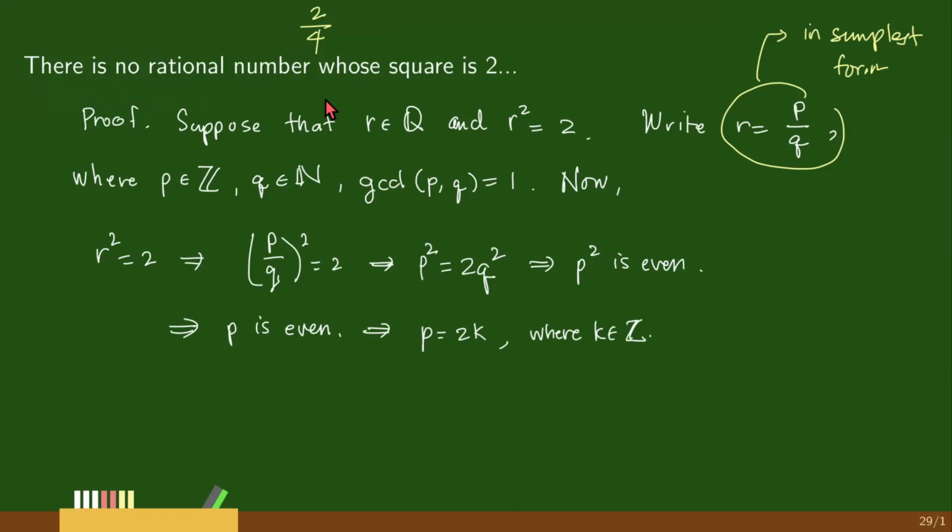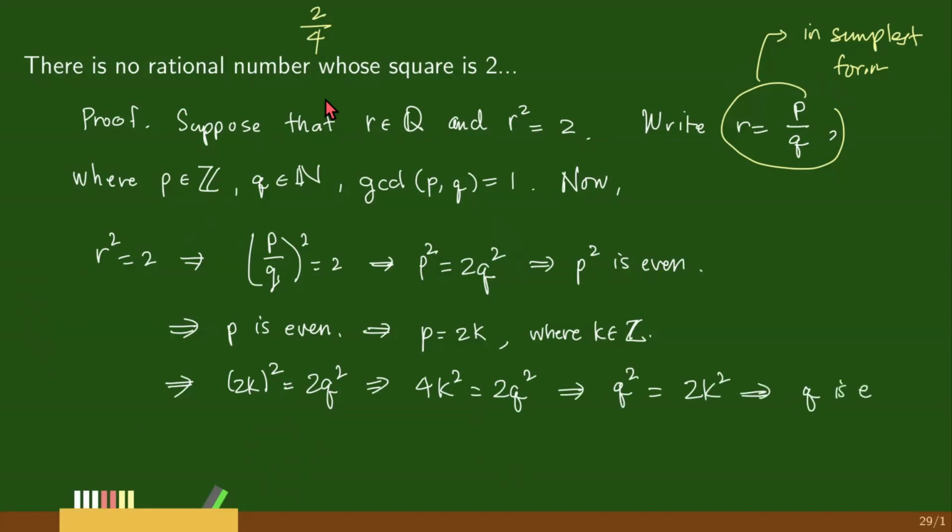O, tapos, anong gagawin mo? Yung 2k na yan, isa-substitute mo dito. Okay? Anong mangyayari? 2k squared equals 2q squared, magiging 4k squared is equal to 2q squared, tapos divide ka ng 2, q squared is what? 2k squared. Again, this will mean q is even. Therefore, p and q are even.